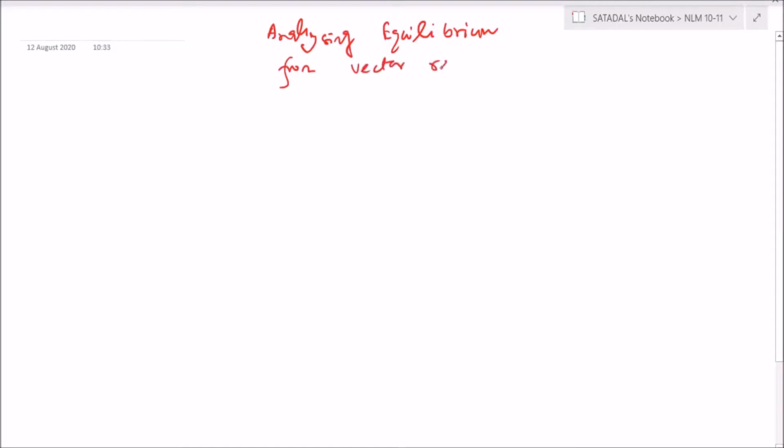So next I'm writing analyzing equilibrium from vector resolution method. Okay, for which I will take the last example first.